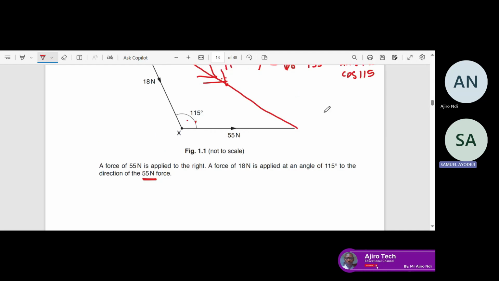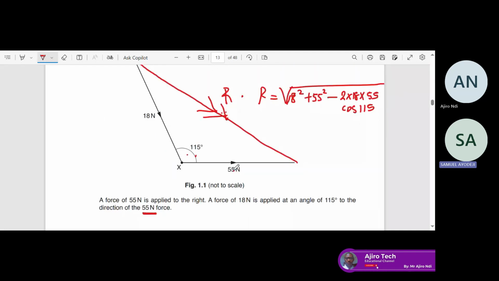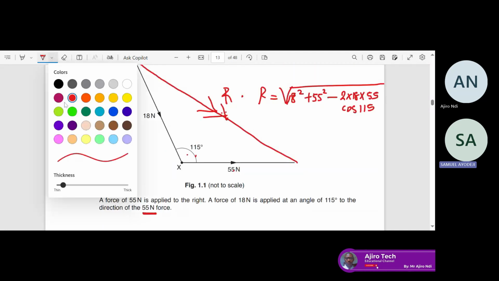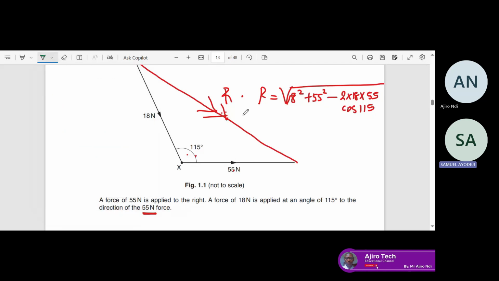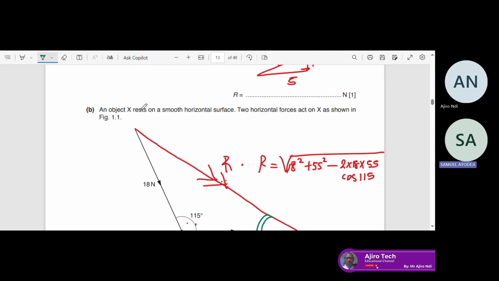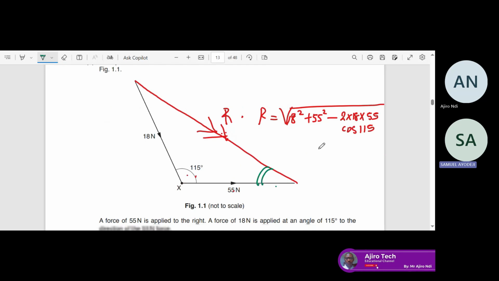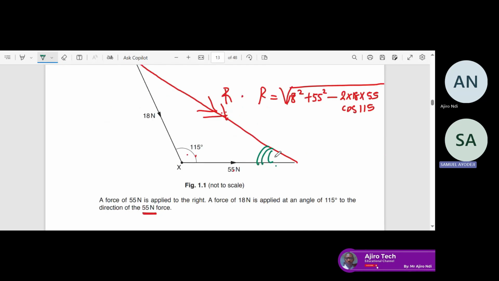So what are they asking for? This is the resultant force. This is the resultant force with 55. That would be this place with 55. Let's say it's with 18, it should be here. This is with 18. Because you can see now, this is 18. The question says with 55. It depends what they're asking you. So this one is saying with 55. We are looking for this way with 55. Is it understood? Yes.